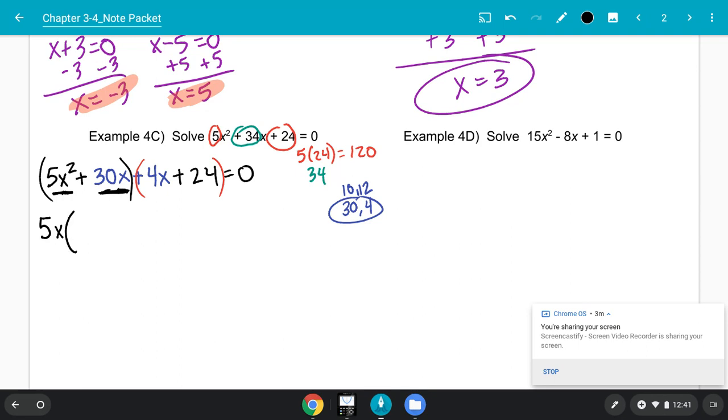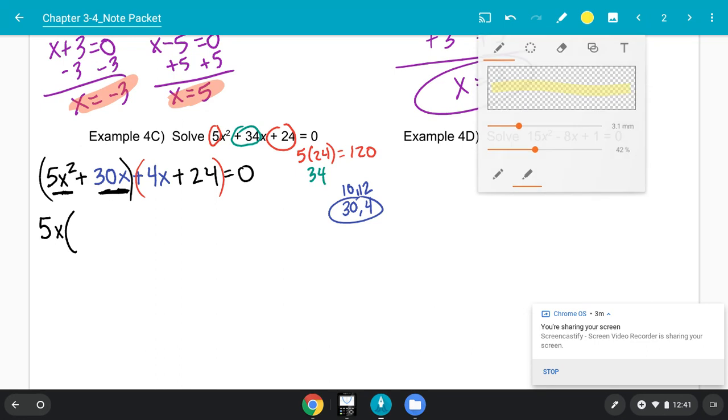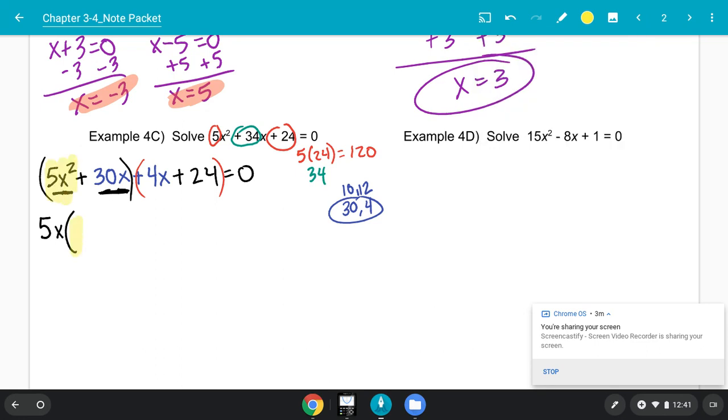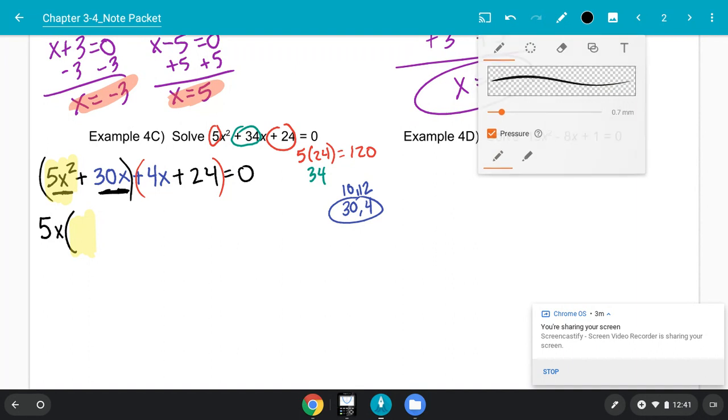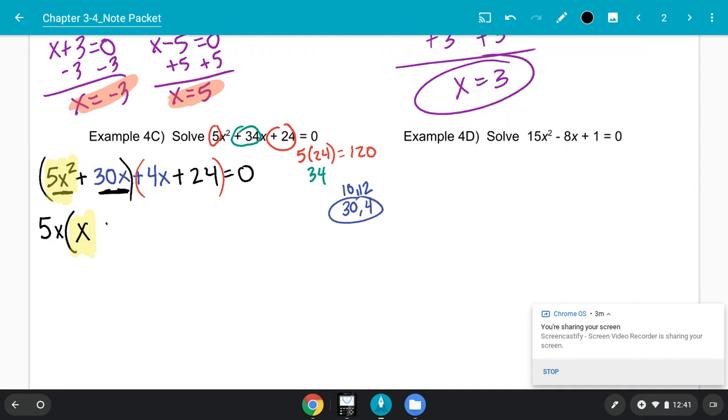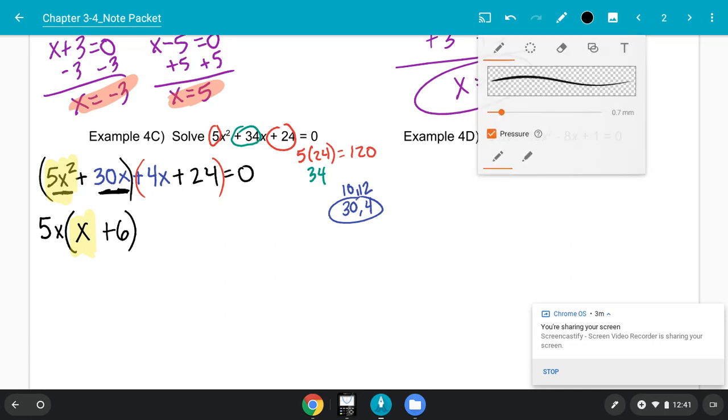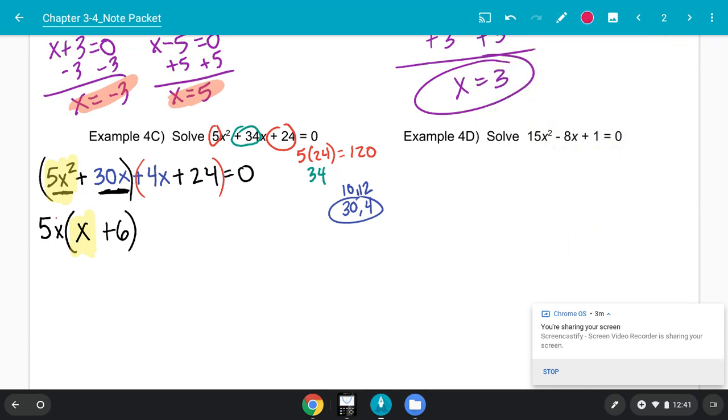The first term, which I'll highlight, this piece is going to become just x. The second piece is going to become just 6. So if you take a second and you redistribute, you'll notice that you get back to that original 5x² plus 30x.